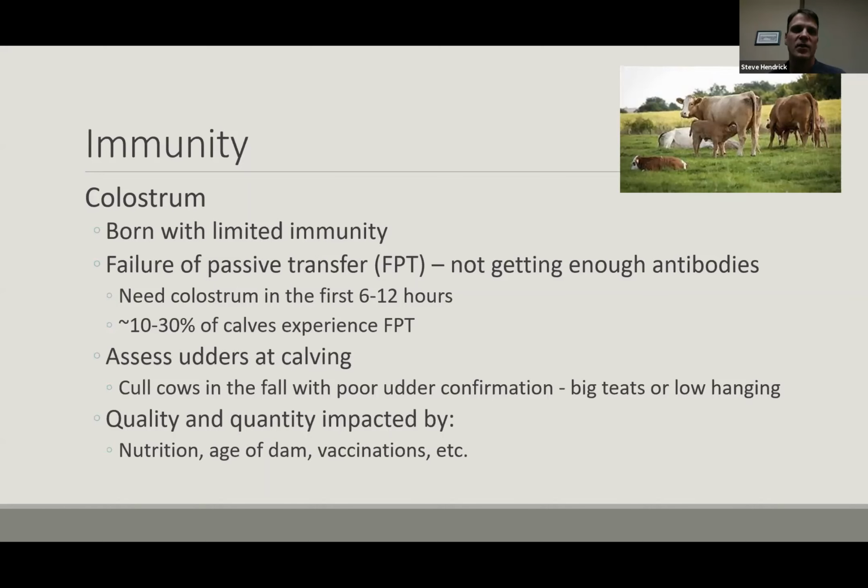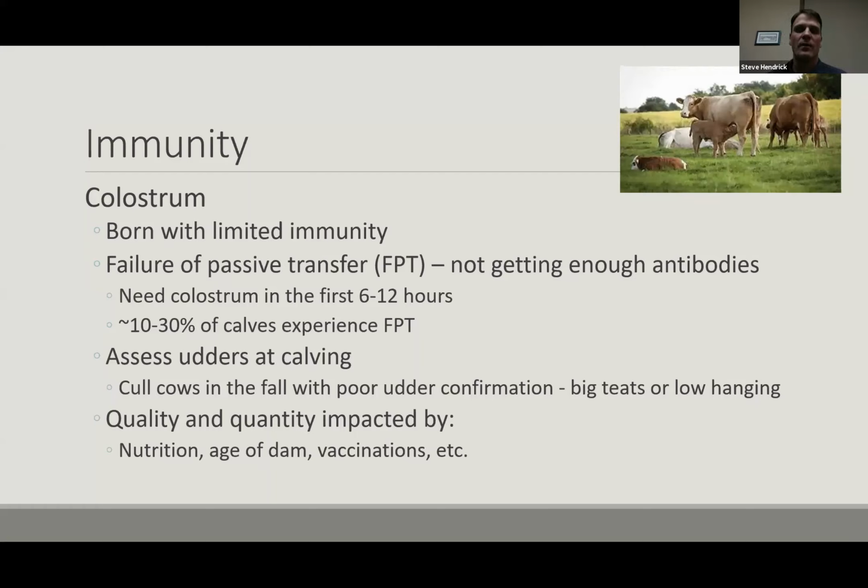And so it's not very long until they have bacteria either in their nose or up their mouth, etc. Right? And so because they're born with limited immunity, we need to make sure that they get colostrum. So colostrum is that first milk that provides the much needed antibodies, okay? So antibodies are a type of protein that are often produced very specific to different bugs or pathogens.